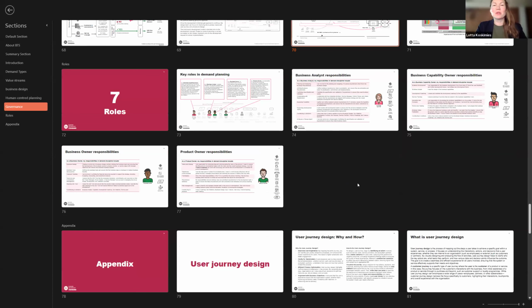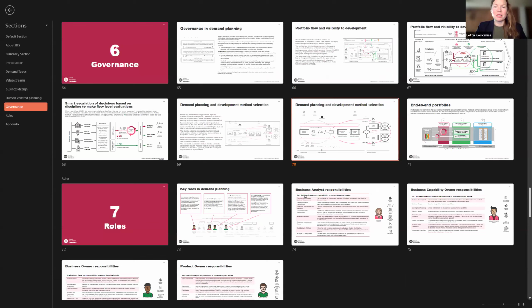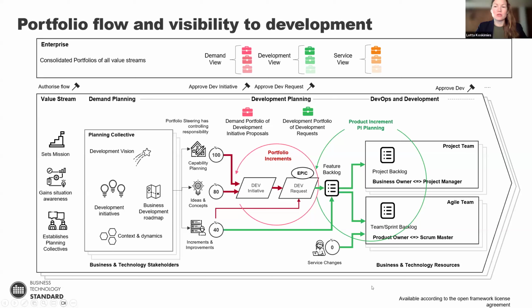And then we have the roles. Elena, we have a question in the chat before we move forward about prioritization and governance. So how do the financial decisions and control connect to this demand model?